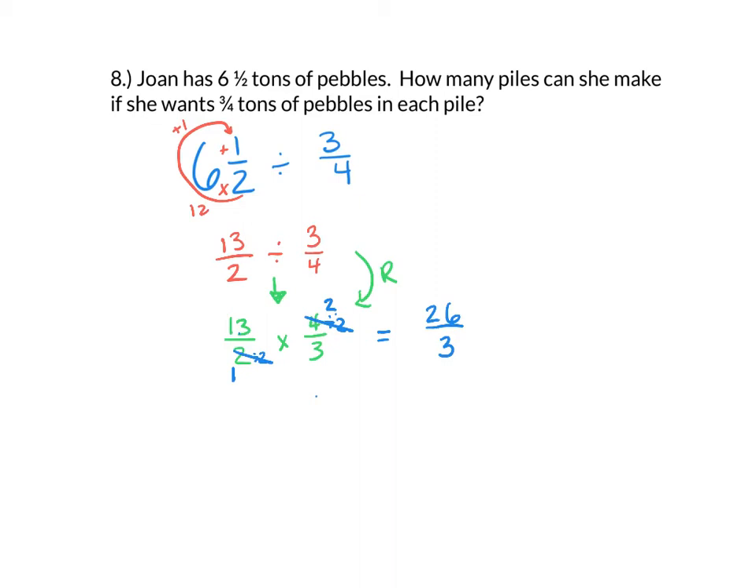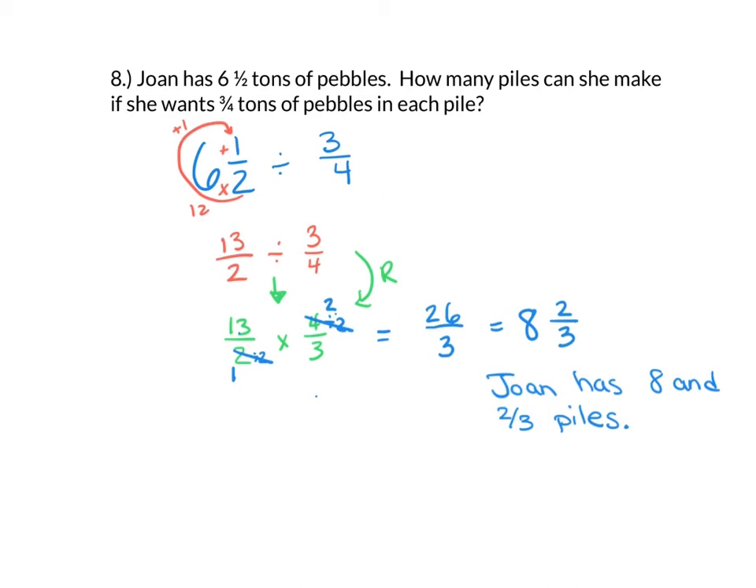Okay, so now I need to make it into a mixed number. So to do that, how many times does 3 go into 26? That's 8 times, because 8 times 3 is 24. So then I have 2 left over, and then 3. So I have 8 2/3 of a pile. So Joan has 8 2/3 of a pile, or you could say that she has 8 complete piles and then part of a pile left over, or 2/3 of a pile left over.